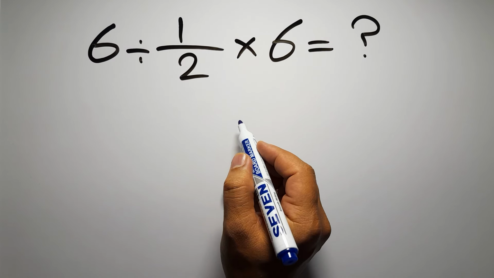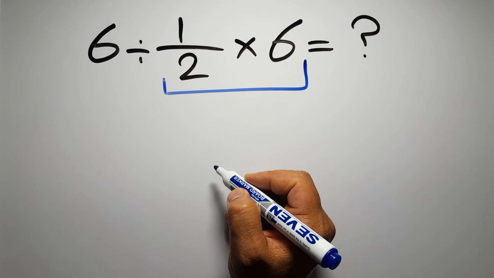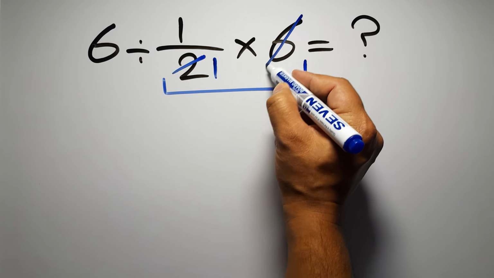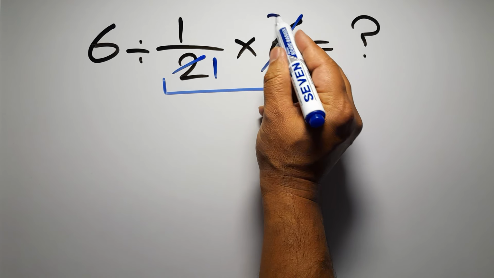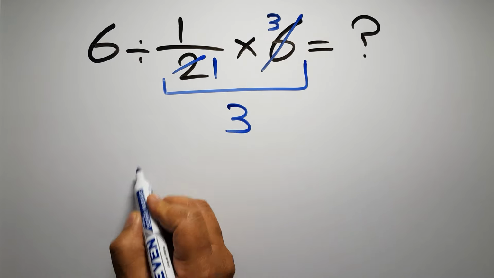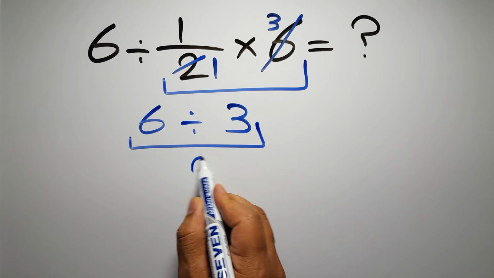First, we do this multiplication. 1 over 2 times 6. 2 divided by 2 gives us 1, and 6 divided by 2 gives us 3. So here we have just 3. And 6 divided by 3 gives us 2.